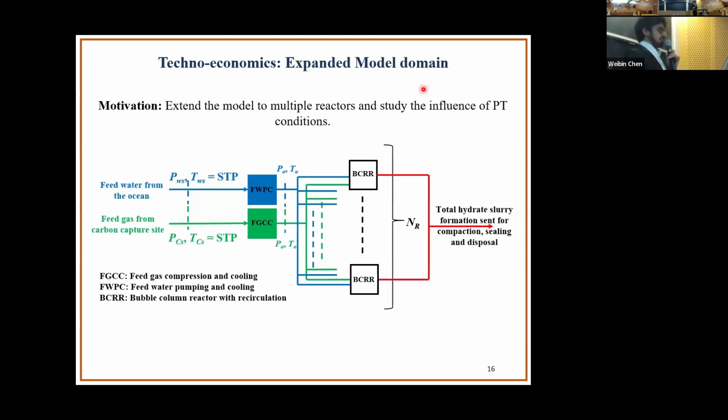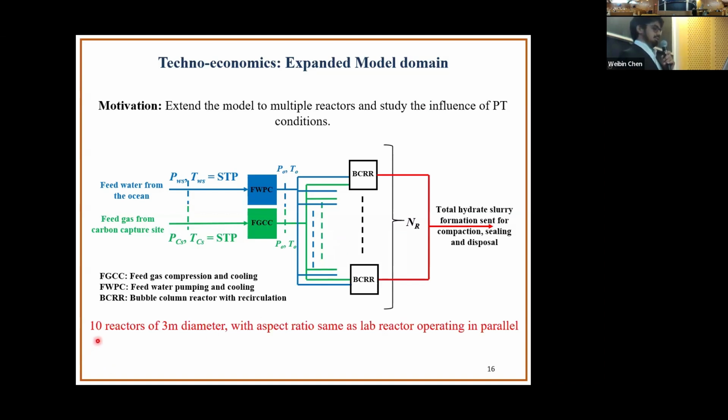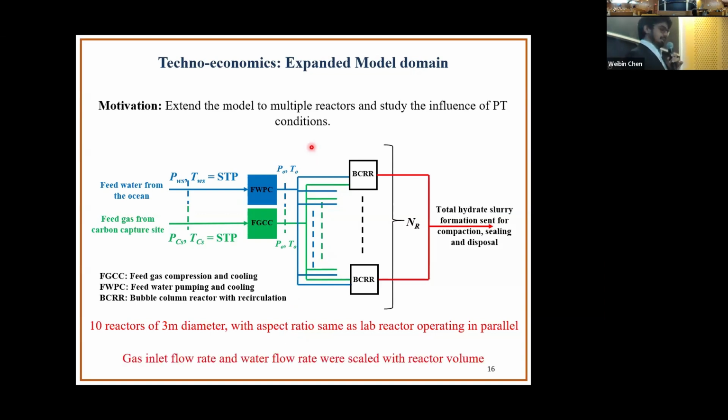Therefore, we increase the number of reactors in our model, and we suggest, let's say, 10 reactors operating with 3 meter diameter, and the aspect ratio is the same as the last reactor, operating in parallel. The motivation here is to extend that original model to accommodate multiple reactors and also the influence of the conditions. The gas flow rate, water flow rate, etc. were scaled with the reactor model.